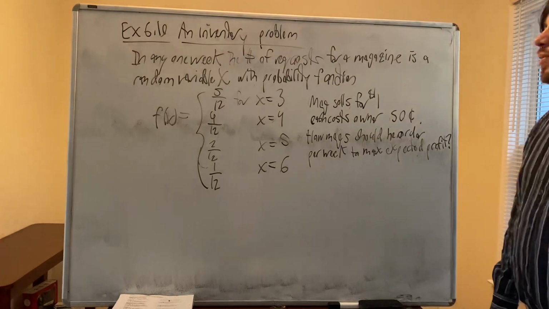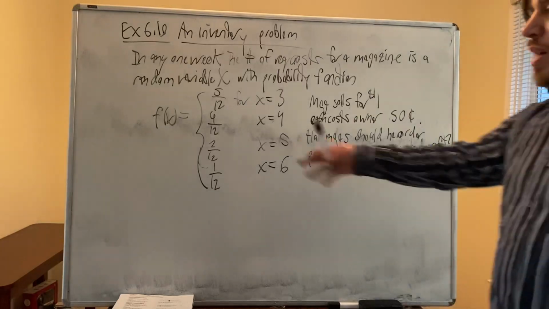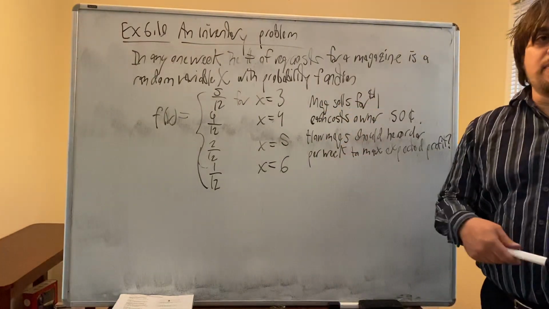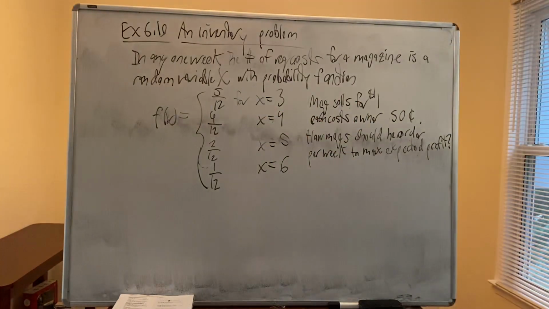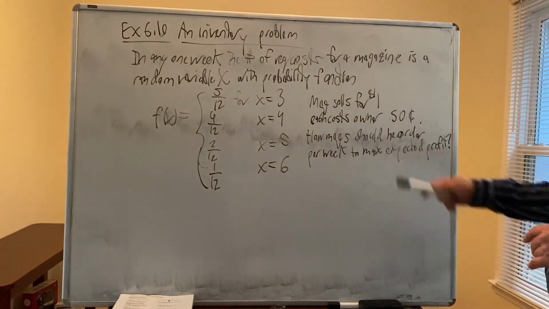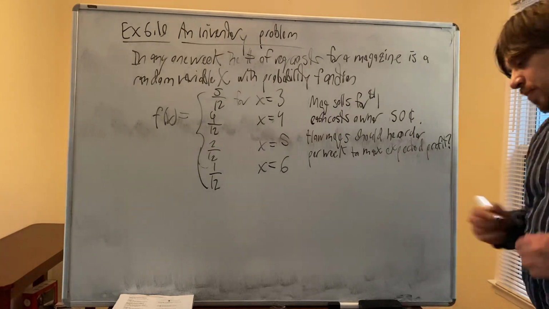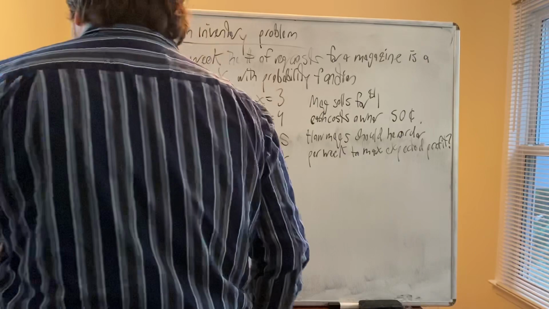Okay, so you don't know how many requests there's going to be for the magazine, right? You may get 3, 4, 5, or 6 requests for the magazine. And so there's a probability associated with each number of requests, right? All the values of x are 3, 4, 5, and 6. Those are all the values of x. And so we want to maximize the expected profit. And so we need a random variable to find the expected value of, to maximize profit.